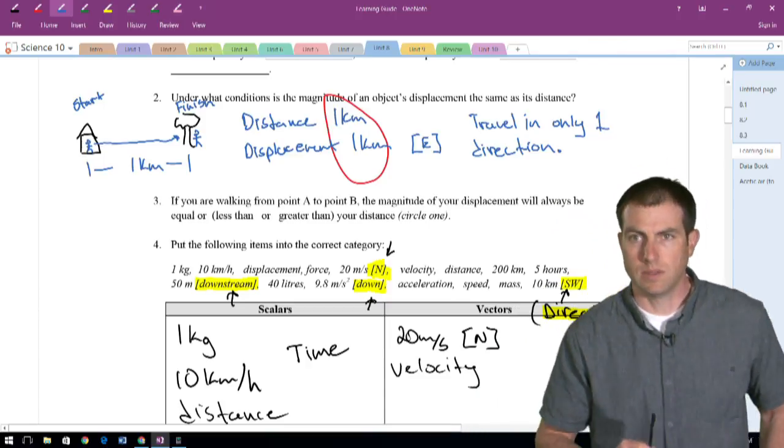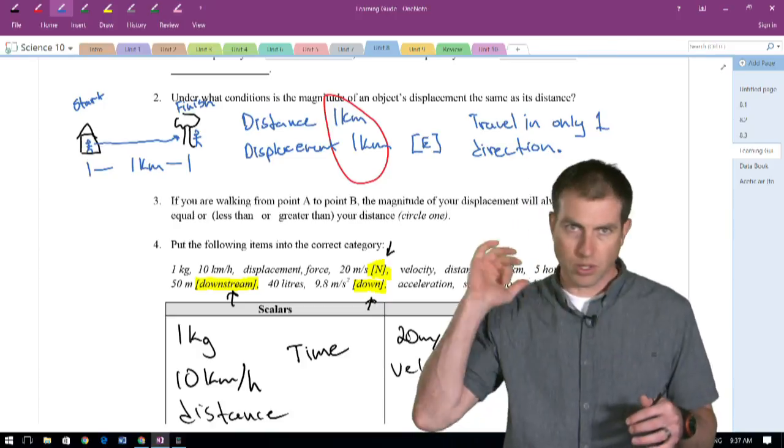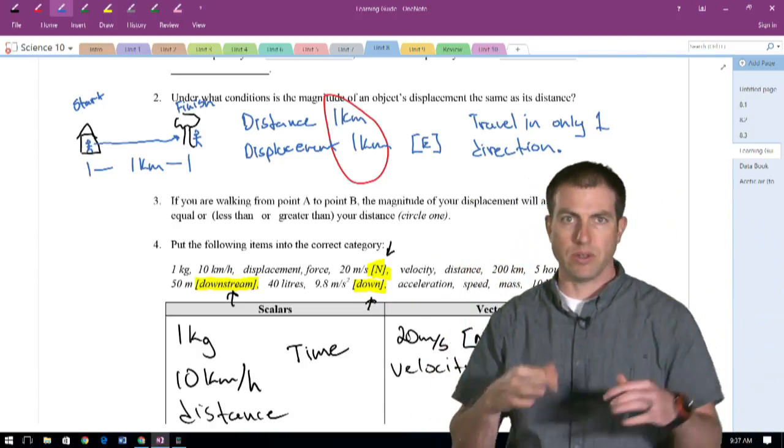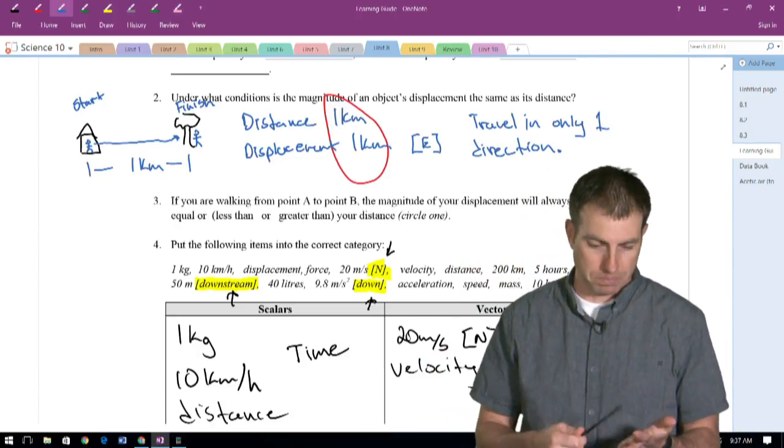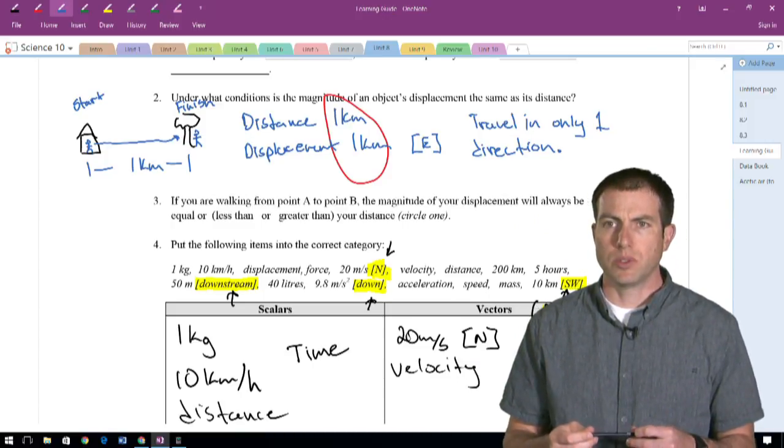So that would be the series of conditions. As long as I go one direction, I don't turn around and go back or go north or some other direction, they'll be the same. So that was question number 2, page 1.